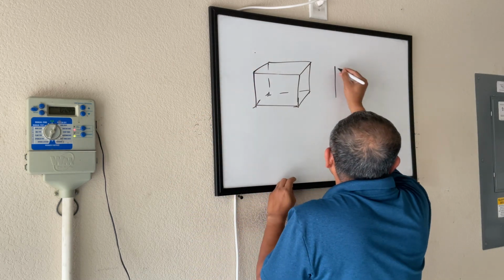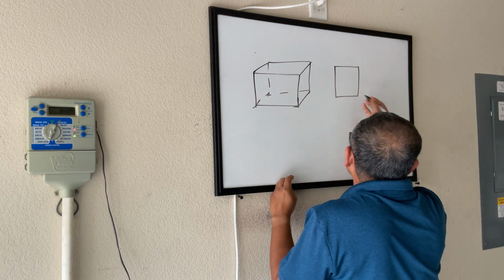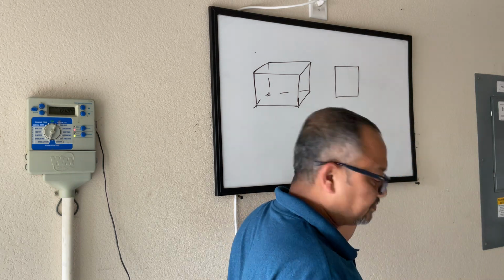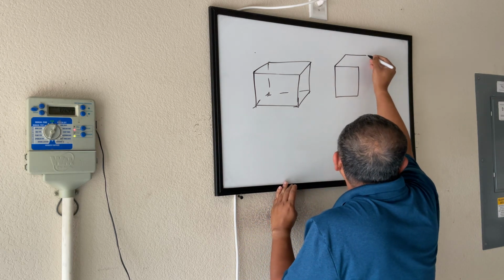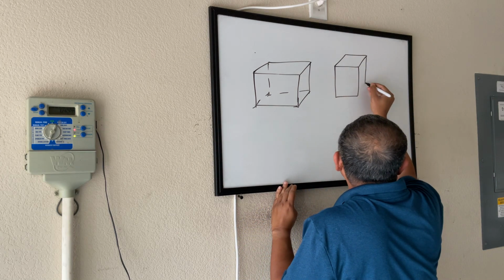Now the second basic shape that we are all aware of is the square. If I extend this also in the third dimension, meaning I also add height to it.